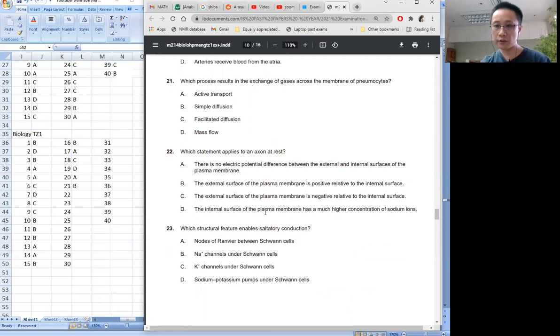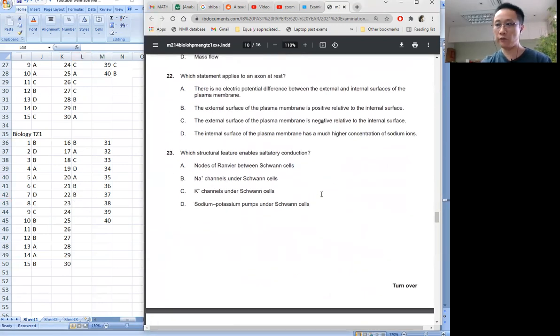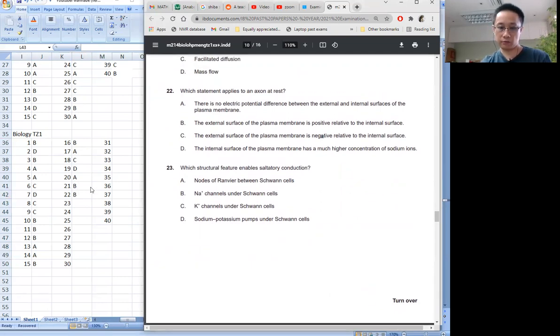And then internal surface has higher concentration of sodium ions. That's false because the sodium potassium pump actively pumps sodium outside. So you want sodium plus waiting to come in, like once the voltage gated sodium channels open, but then the resting potential features outside being more positive than the inside for sure. 23, what structural feature enables saltatory conduction?